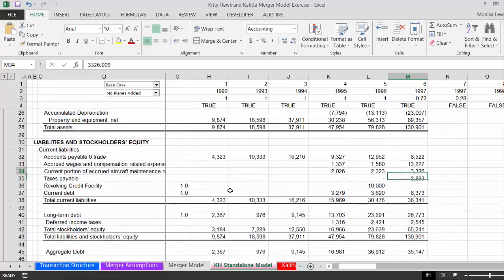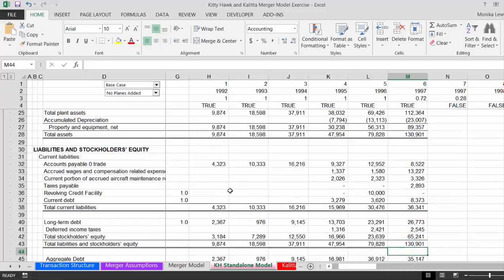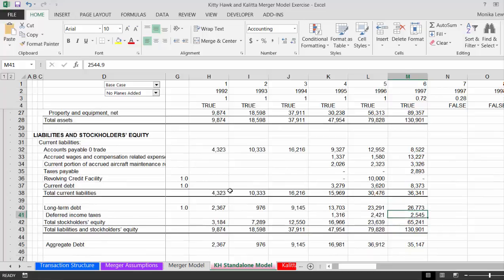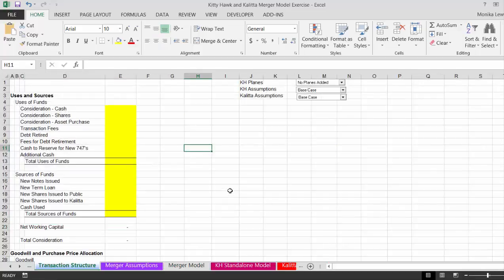Okay. And they also initially had some debt on their balance sheet. 26 million here. Not much else. No revolving credit. A little bit of current debt here. That will all have to be repaid. Okay. And I've got a phone call.